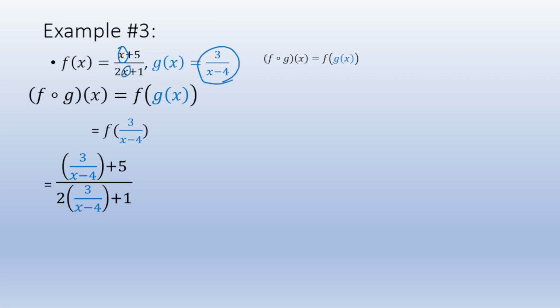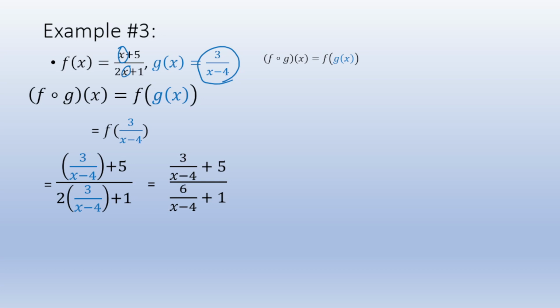In the denominator, we can multiply the 2 by the 3 over x minus 4 by multiplying 2 times 3. And I can take out the parentheses too in both cases. So we have 3 over x minus 4 plus 5 all over 6 over x minus 4 plus 1.